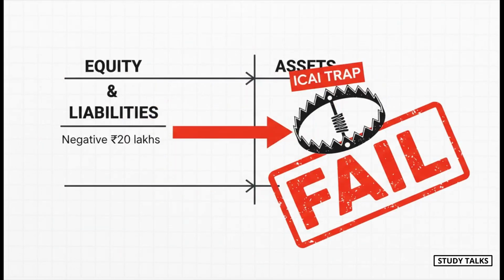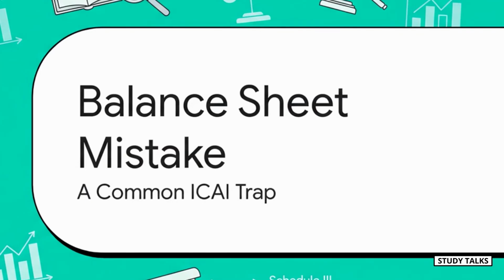Now think really carefully. Your first instinct, and honestly the instinct of thousands of students, might be to just park this on the asset side. You might call it miscellaneous expenditure or something like that. And let me tell you, that is an instant fail. This is a fundamental error, a classic trap that ICAI sets to check if you really understand Schedule 3. Getting this right is what separates a pass from a fail. Okay, let's get right to it and tackle that first question head on.